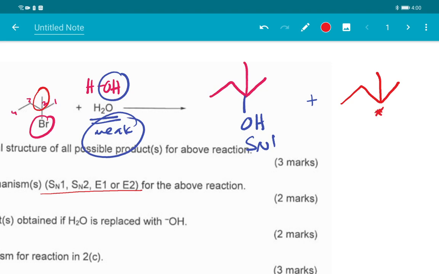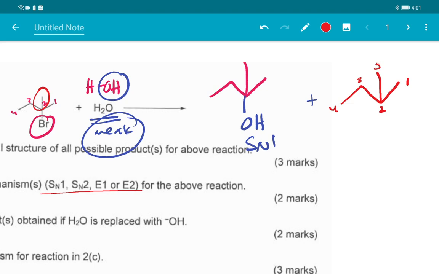Sebab kat situ bromine hilang, kat situ lah double bond kena bermula. So the bromine has the ability to form a double bond with the nearby carbon. So it can form with carbon number 1, it can form with carbon number 3, or it can form with carbon number 5.